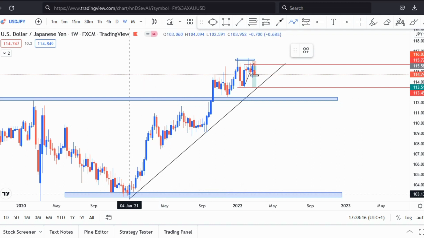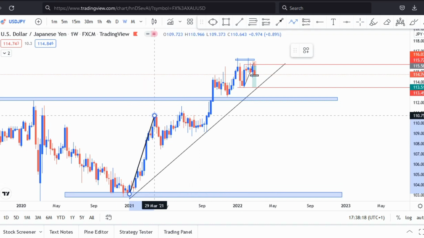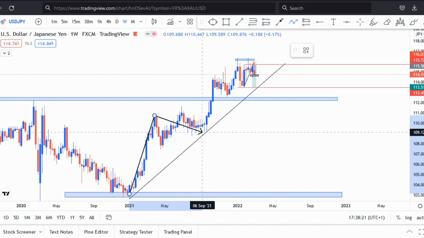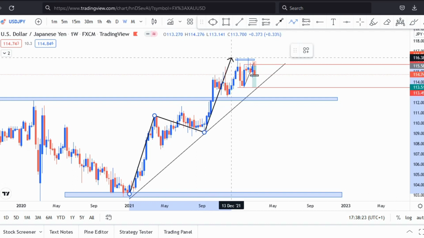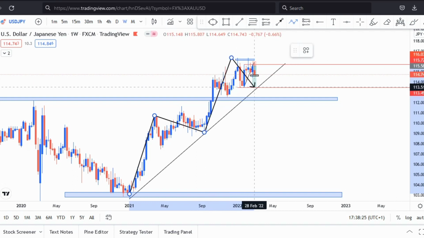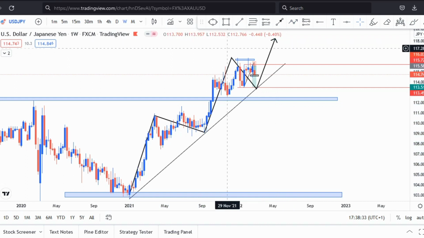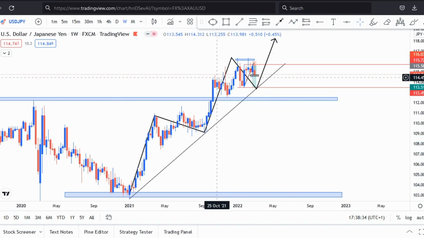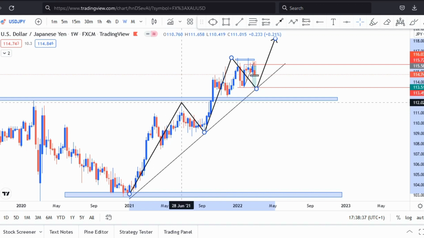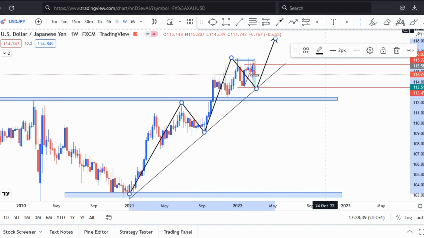And as you can see, price has been forming this sort of candlestick pattern, went there to test the trend line, went up again, and I'm expecting price to continue to test this trend line before either bouncing or breaking it. But I suspect price will most likely bounce from this trend line as well. So this is the sort of pattern I'm looking at for USD JPY.